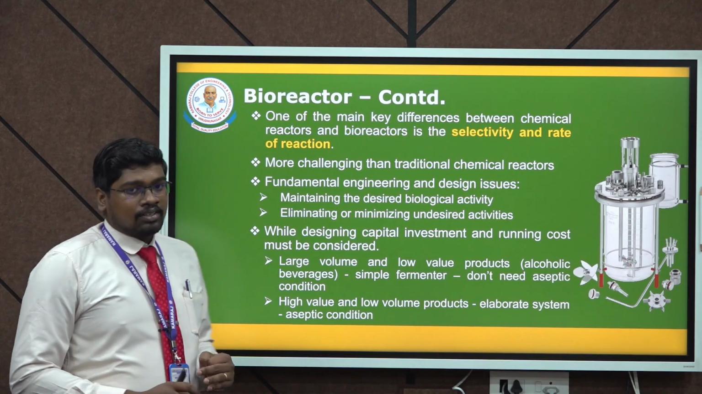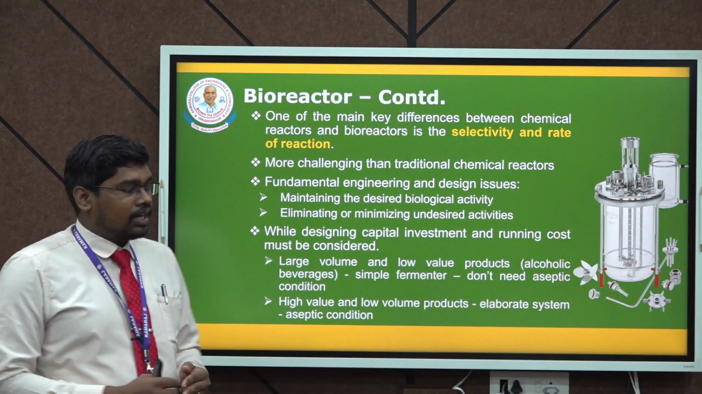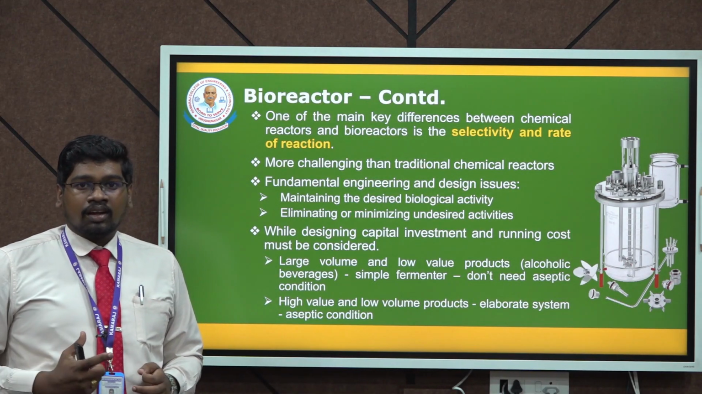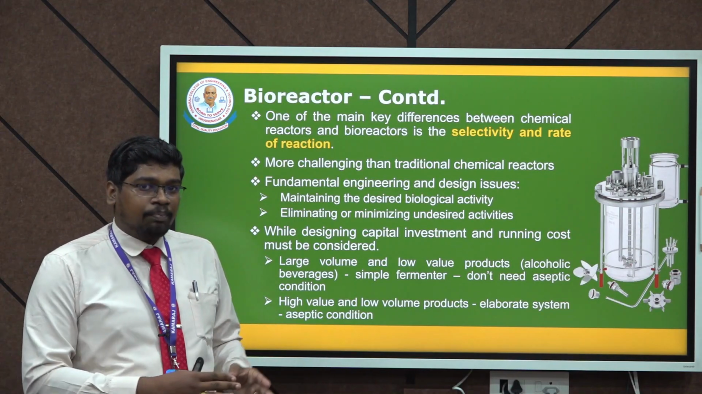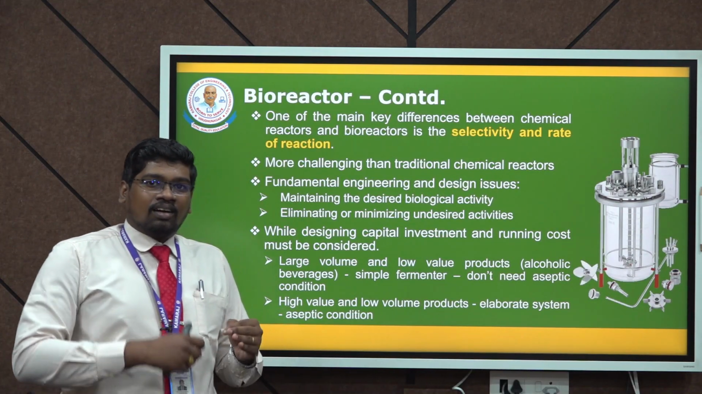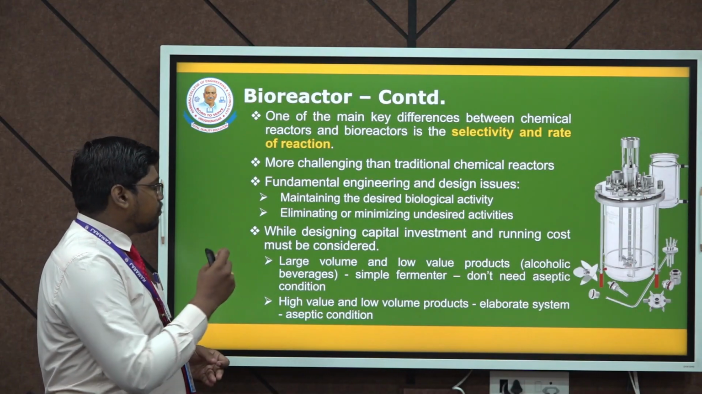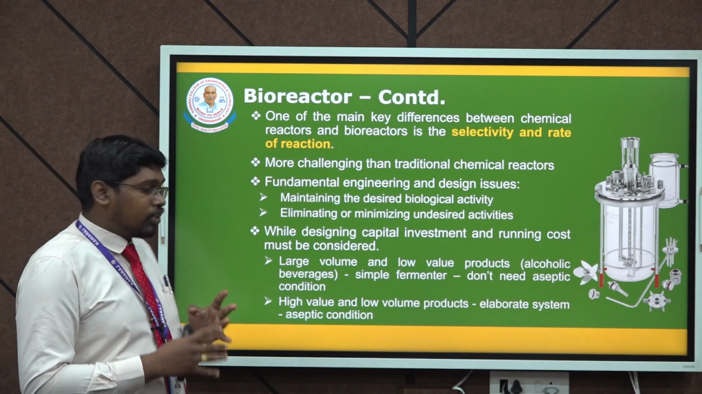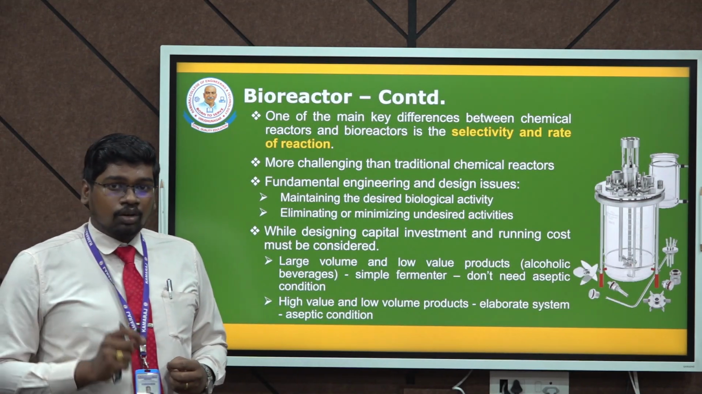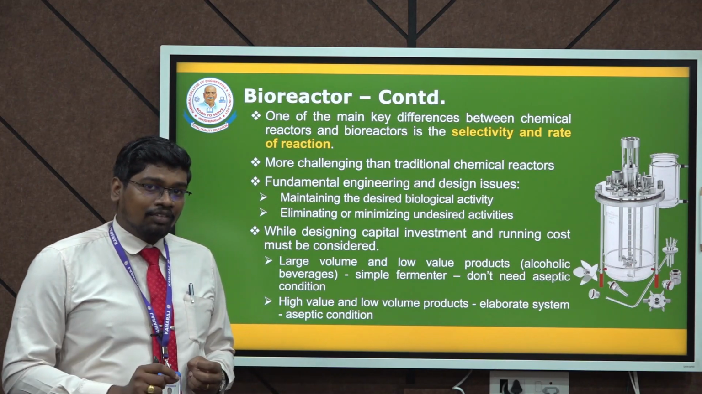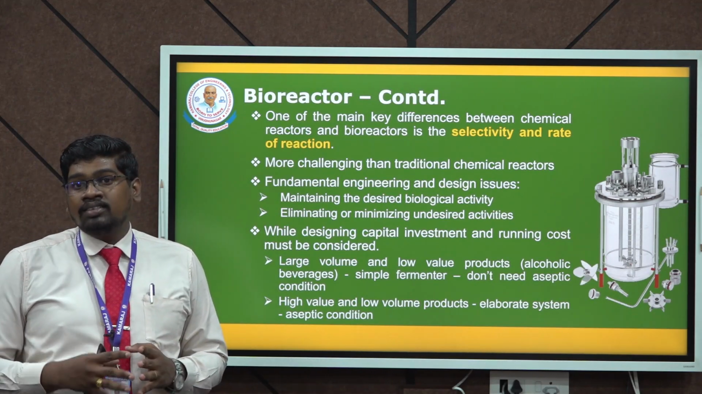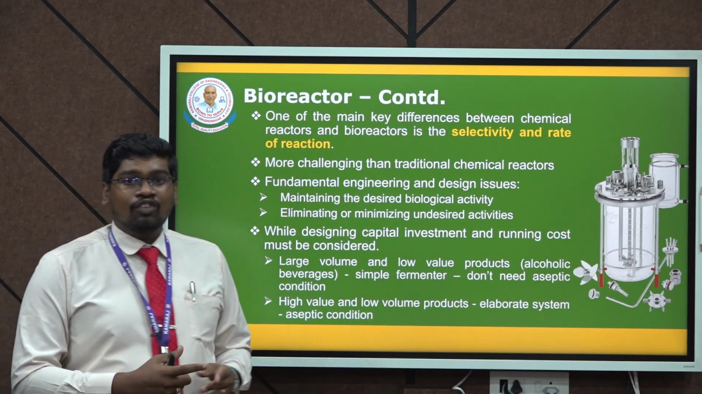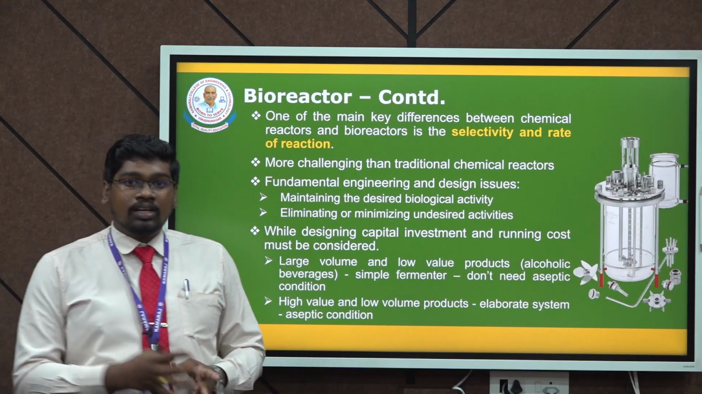One of the main key differences between a chemical reactor and a bioreactor is the selectivity and the rate of the reaction. In a biological process, only the required products are produced and all other side products or byproducts are limited in the production. Hence it is more challenging than the traditional chemical reactors. The fundamental engineering and design principle of a bioreactor should include maintaining the desired biological activity of the organism and eliminating the undesired components that are produced as a result of the product. We also need to consider the capital investment for the process and the product before designing a bioreactor.